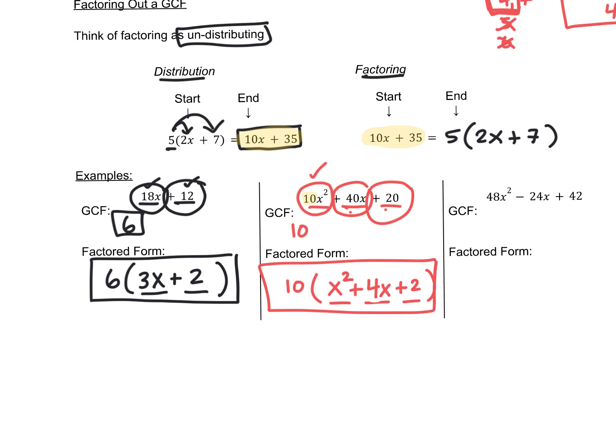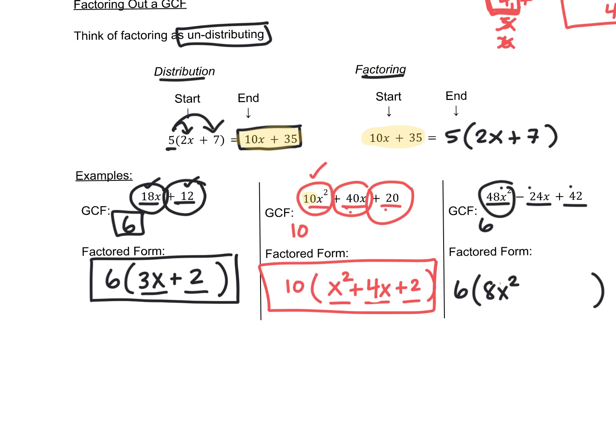Okay, our last example, our greatest common factor between 48, 24, and 42 is 6. So I'm going to put our greatest common factor as 6. And if we write this in factor form, I would put a 6 out front. I need space for 3 terms. And I have to think about what do I put here that would take me from 6 to 48x squared. And that would be an 8 because 6 times 8 is 48, and I need an x squared.